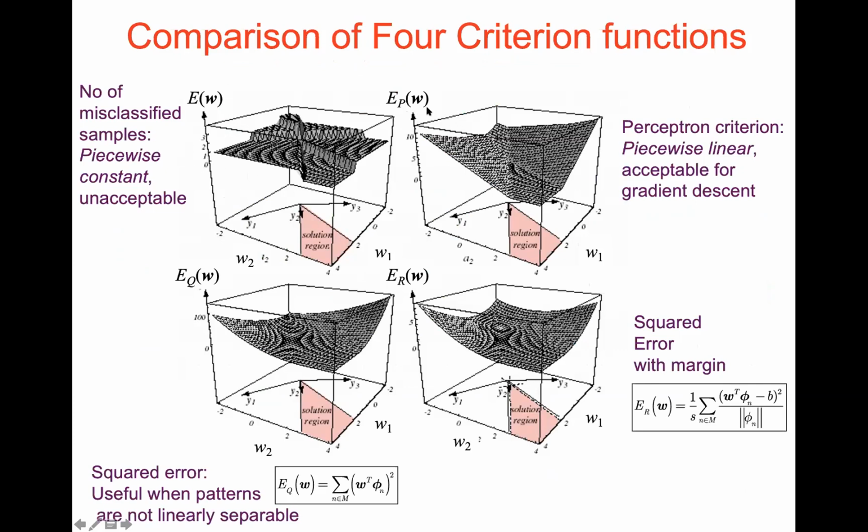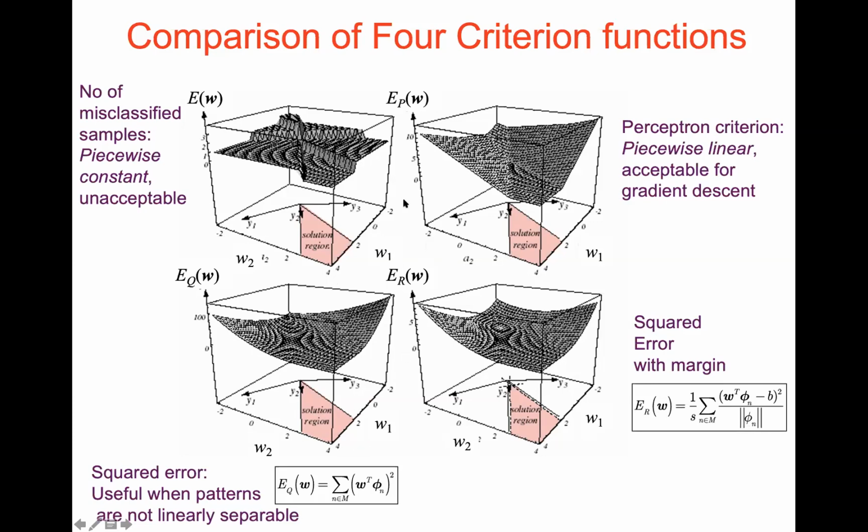And it is showing EP, the perceptron criterion, a piecewise linear function here. And it shows it against a squared error with margin, and the sum of squared error. Margin means you have some kind of a gap between the boundary and the closest samples. Here, figuratively, it shows the solution regions, which are all fairly close, in this W1, W2 space.